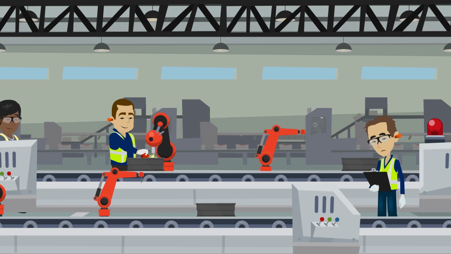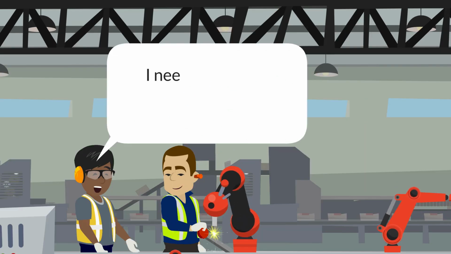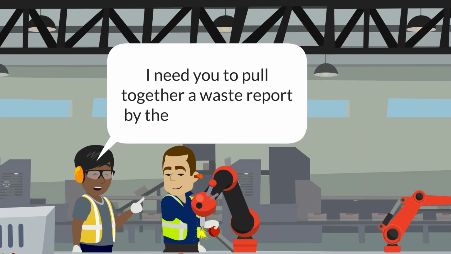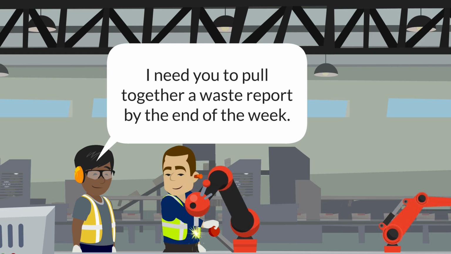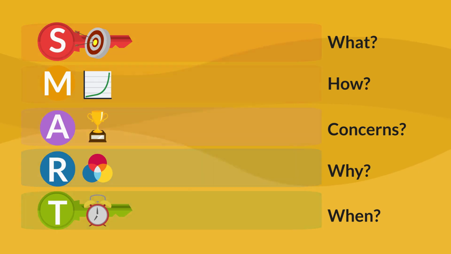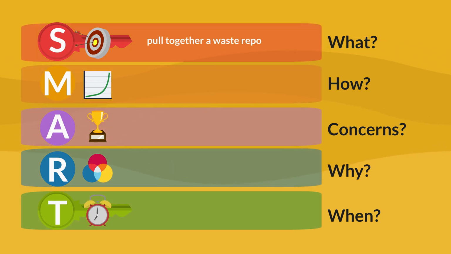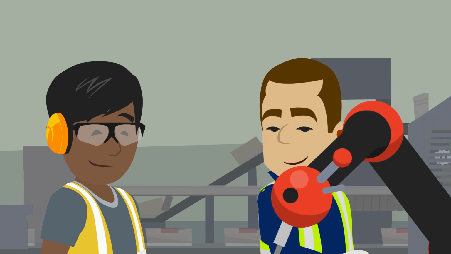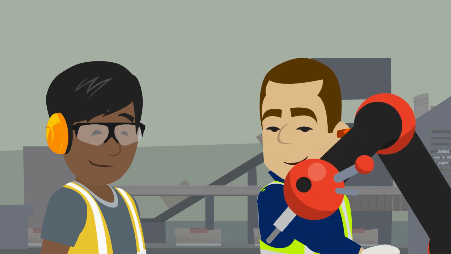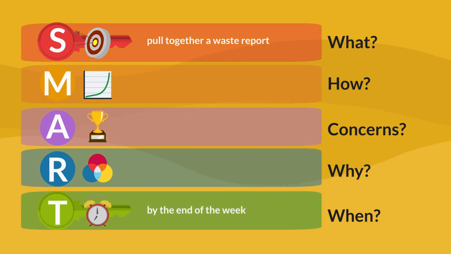Let's start with a simple example. "I need you to pull together a waste report by the end of the week." On the face of it, that sounds like a fairly straightforward task. We know what's needed and when it's needed. If the person receiving the task routinely produces waste reports, that should be enough information for them to get the task done. But if they don't, it immediately raises questions.